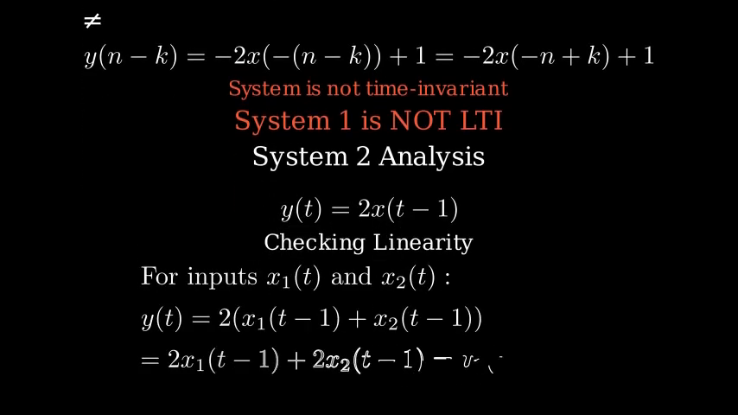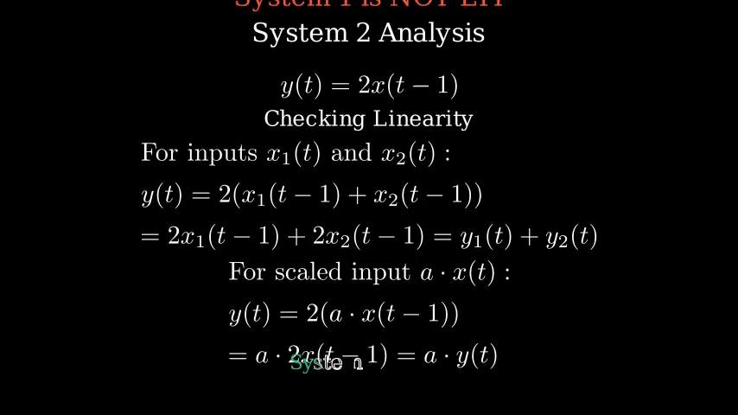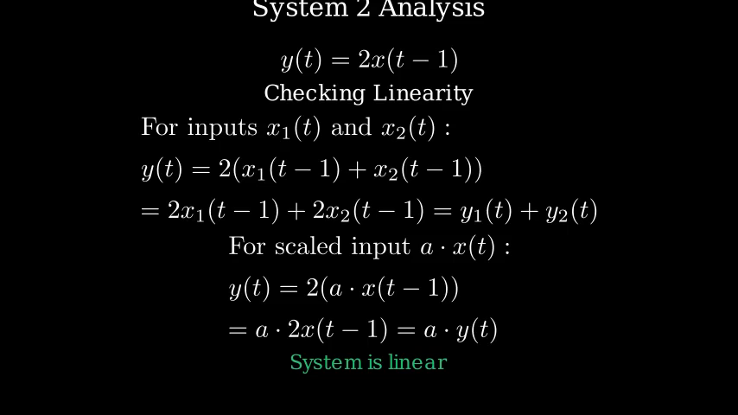If we have two inputs x of t and x2 of t with outputs y of t and y2 of t respectively, then the input x of t plus x2 of t would produce y of t equals 2 times x of t minus 1 plus x2 of t minus 1, which equals 2 times x of t minus 1 plus 2 times x2 of t minus 1, which equals y of t plus y2 of t. So superposition is satisfied. Similarly, if we scale the input by a factor a, we get y of t equals 2 times a times x of t minus 1, which equals a times 2 times x of t minus 1, which equals a times y of t. So homogeneity is also satisfied, meaning the system is linear.